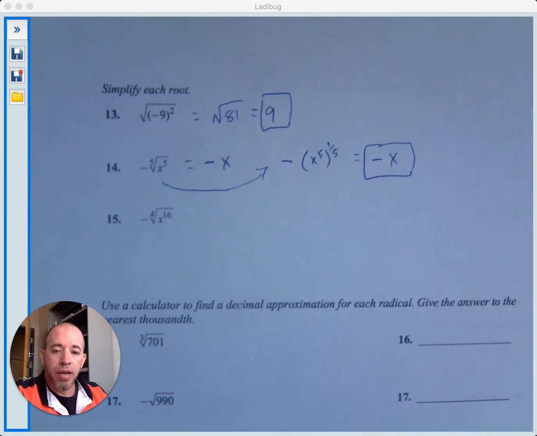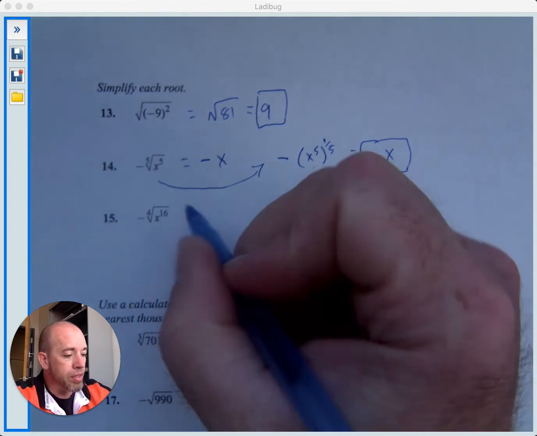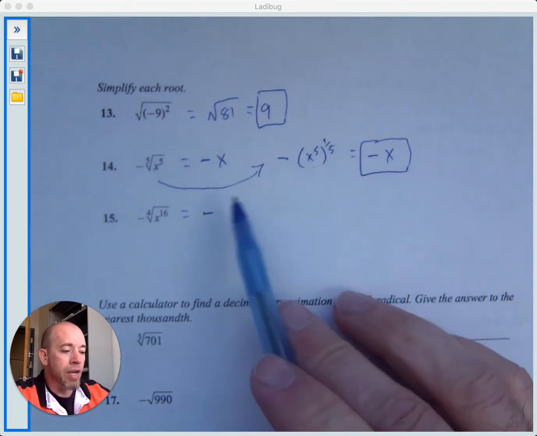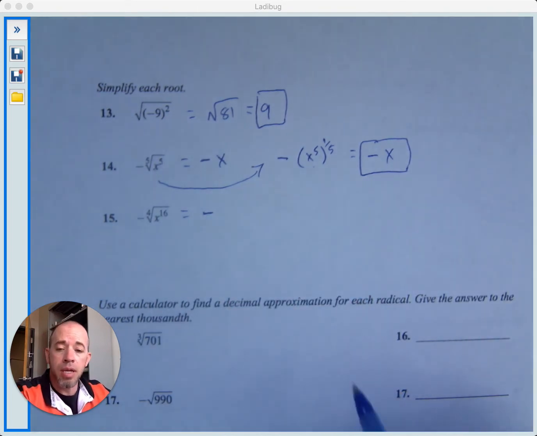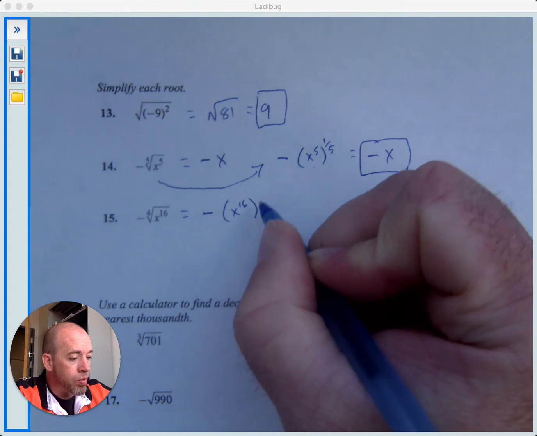The next one, we have the fourth root of x to the 16th with our negative in front, and that negative is going to get carried along. I'm going to do this the fractional power way. The fourth root is the same as the 1/4 power. So we have x to the 16th to the 1/4.